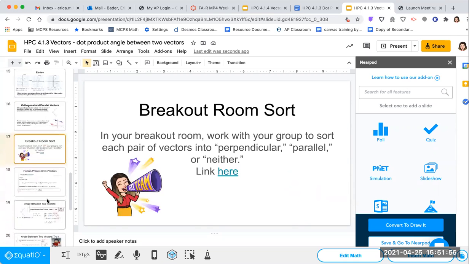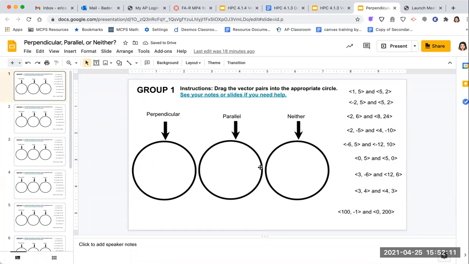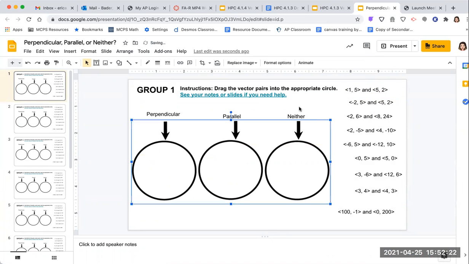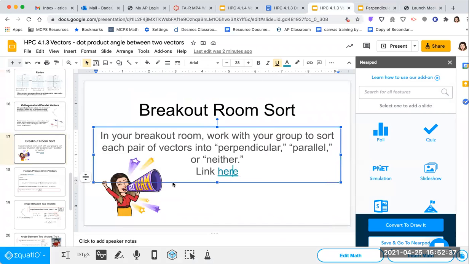Okay. So you have access to the slides, so you can do this if you would like. In a breakout room, you would work with your group to sort each pair of vectors into perpendicular, parallel, or neither. So if you click on this link, you can see that on the left side, there are 3 circles, perpendicular, parallel, neither, and then you would just drag this pair of vectors into whichever circle you think it fits into. This is a way for you to practice thinking through it, and also a way for me to check for understanding. And you can divide the work up however you want if you're working with somebody. There are 9 pairs of vectors, so you could do 3 sets of 3, or however you want to sort it out.